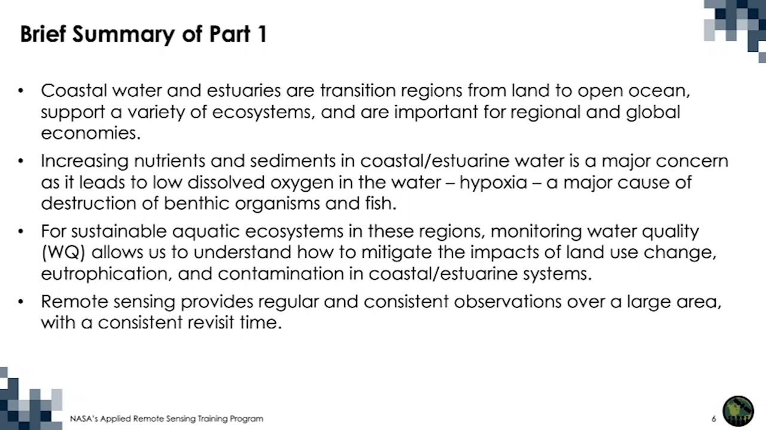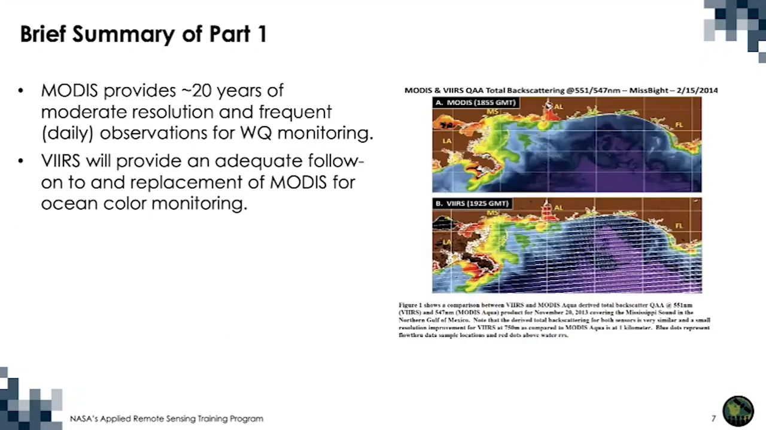For sustainable aquatic ecosystems in these regions, monitoring water quality allows us to understand how to mitigate the impact of land use change, eutrophication, and climate impacts on contamination in coastal and estuarine systems. Remote sensing provides regular and consistent observations over a large area with a consistent revisit time to monitor water quality in these regions. We saw that MODIS provides almost 20 years of moderate resolution and frequent observations, so almost daily observations for water quality monitoring, and VIIRS will provide an adequate follow-on to the replacement of MODIS for ocean color monitoring.